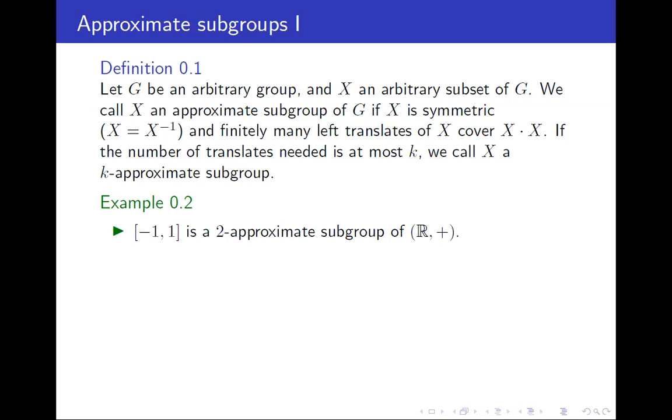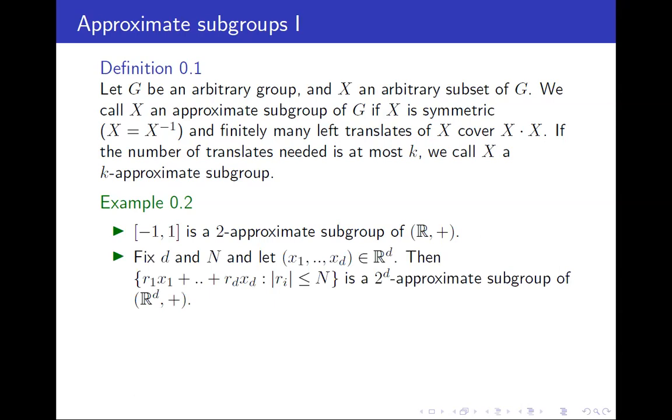Example: minus 1, 1 is a 2-approximate subgroup of R plus. Because if you take minus 1, 1 plus itself, you get minus 2, 2, and you're covered by 2 translates. Next, fix a dimension D and a natural number n, and look at r1x1 plus ... plus rDxD, where the ri are real numbers of norm at most n. This is generalized arithmetic progression, and it is a 2^D-approximate subgroup of D-space over the reals.